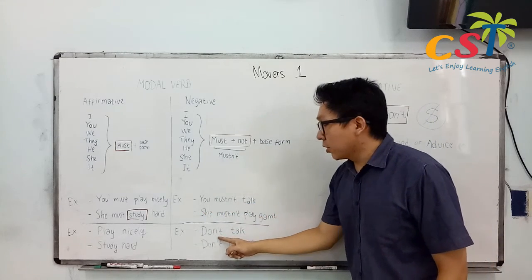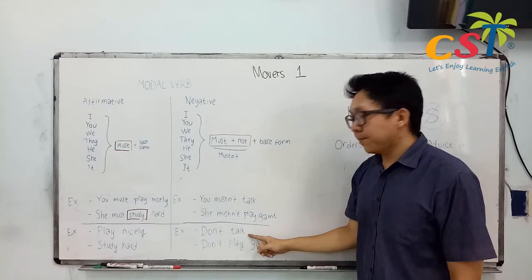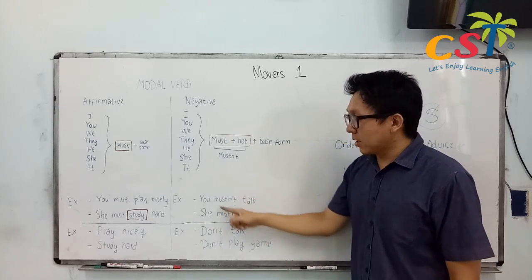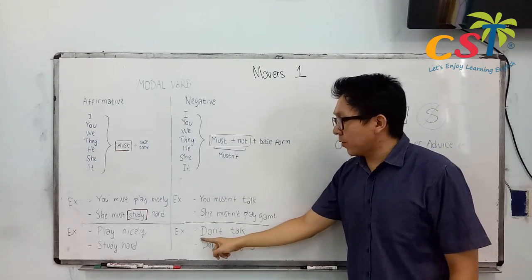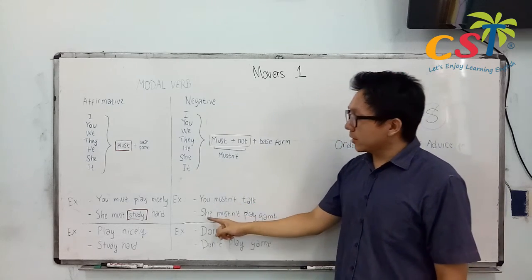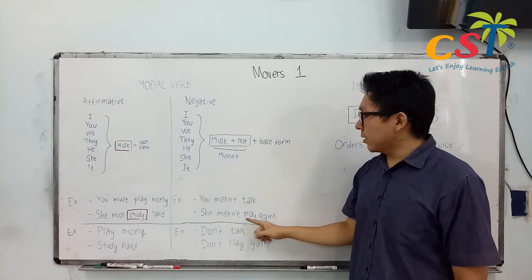Okay, and then in imperative it turns into don't talk. You see? Subject, it's gone. And then the word must, it's gone. Instead, we replace all of this with the word don't. Don't talk.